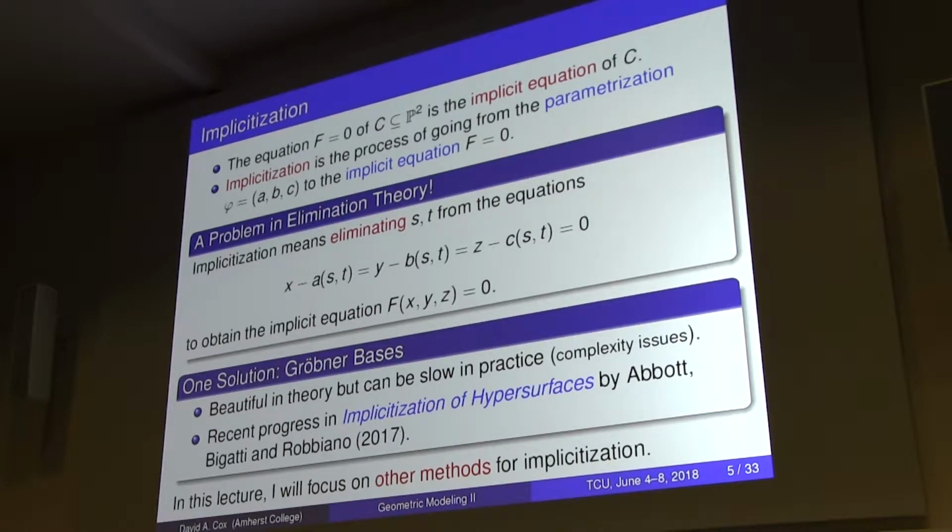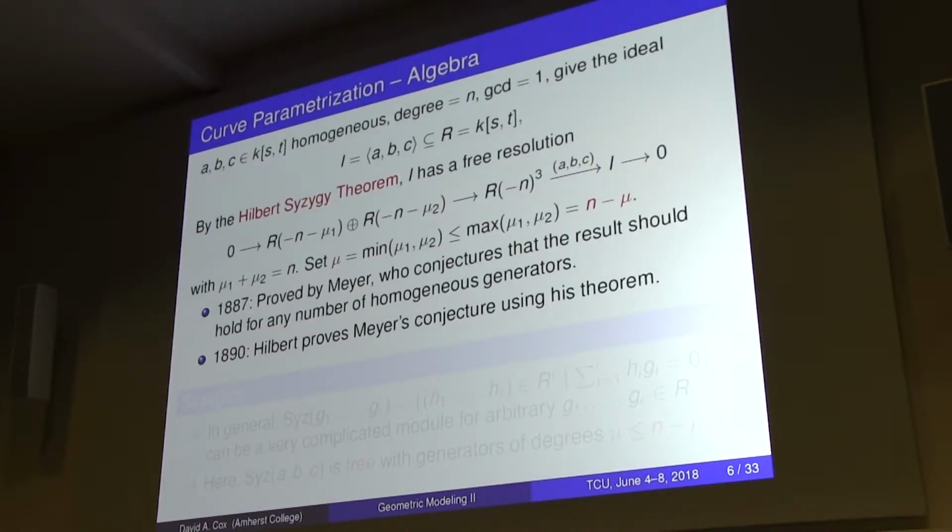So there is some. So this is not something to be ignored. But for this particular talk, I'm going to focus on other kinds of algebra that you can use for the implicitization process. So now let's think about this curve parameterization thing from an algebraic point of view. So what's going on algebraically?